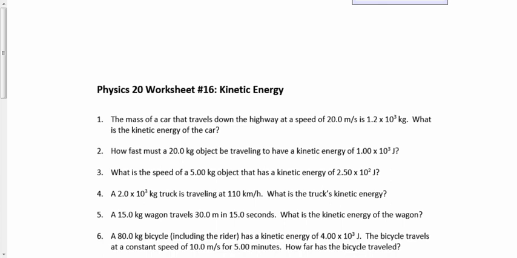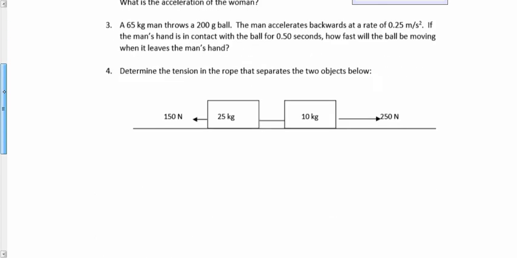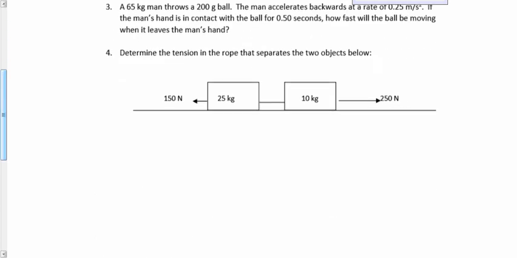Question number 4 on worksheet number 15 asks us to find the tension on the rope that separates the two objects below. Do you remember what the general strategy is when we're looking for a tension force? What's another name for a force that acts in between two objects like this? It's an internal force, right?